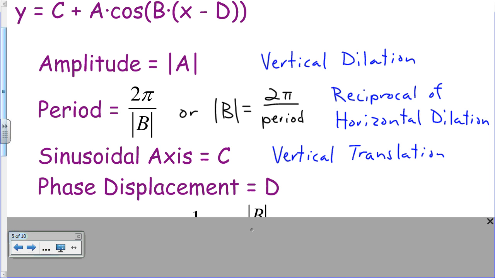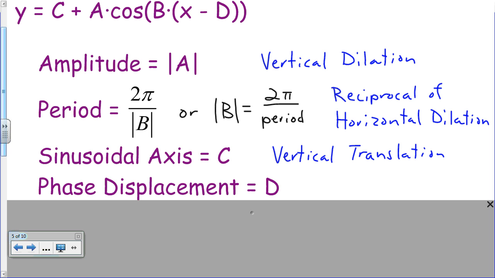And the last piece there is what we call our phase displacement. And that's what D is. D represents the phase displacement. Or again, you can see that you're subtracting that from x, so it's actually affecting the x value. That's the horizontal translation.